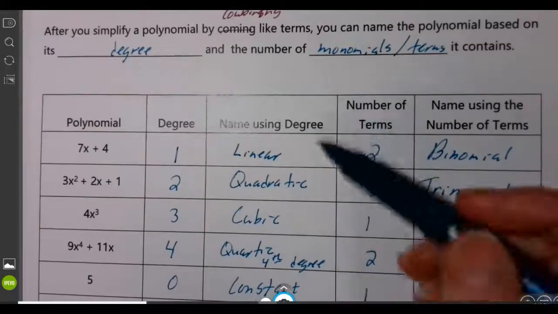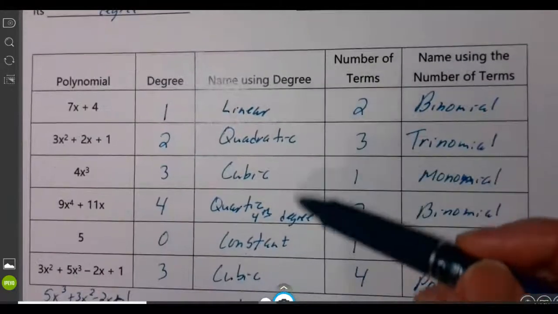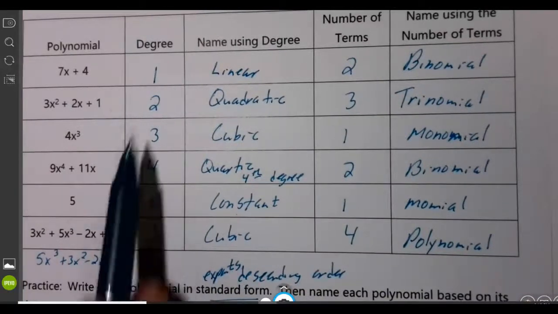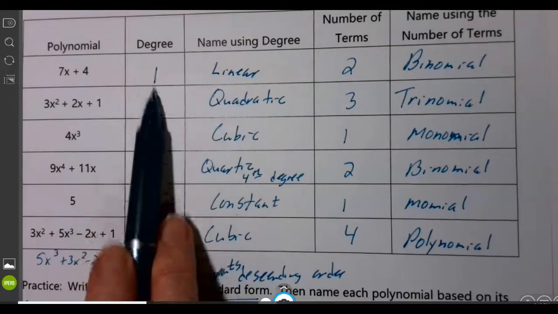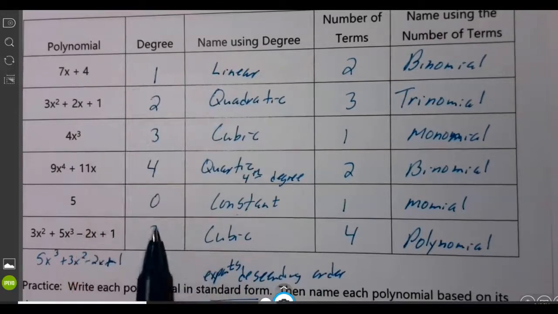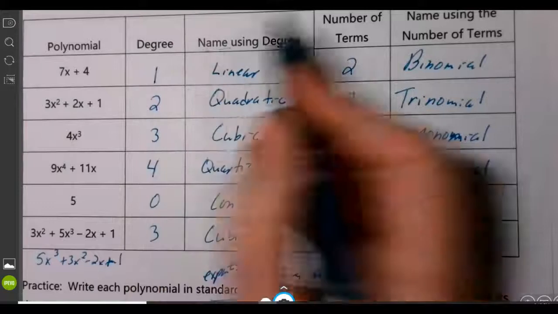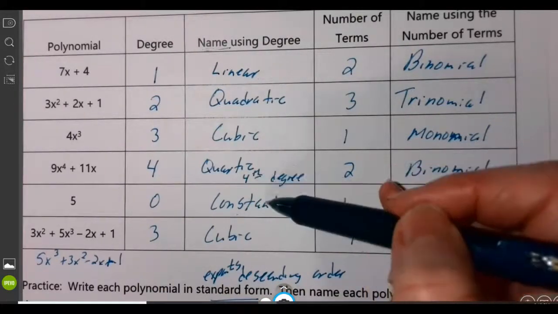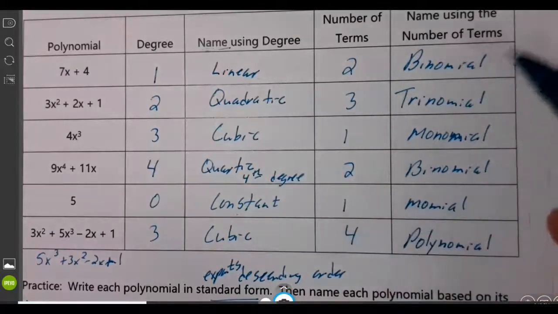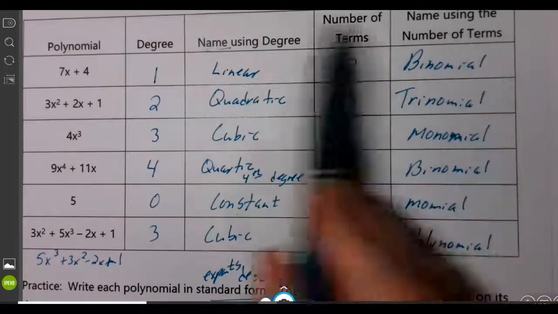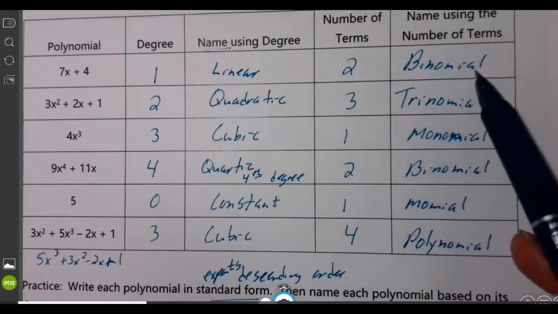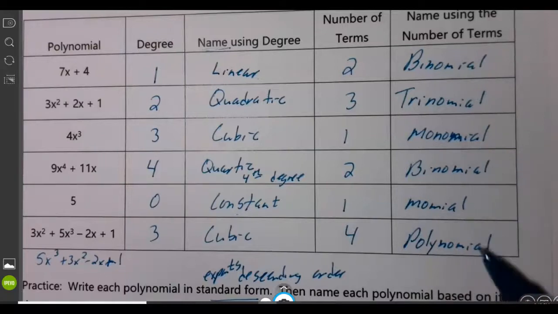So this is the second page in your packet. I would go back and look at these again, and if you don't know where that is, you can just pause your screen and write these down. Now remember, these are the names. This is the degree, okay? You must name it by linear, quadratic, cubic, constant, or quartic. And then you name it by terms. So you have two different ways you name it. By the degree is based off the exponent, and by the terms: 1 term, 2 terms, 3 terms. 4 or more terms is going to be a polynomial.